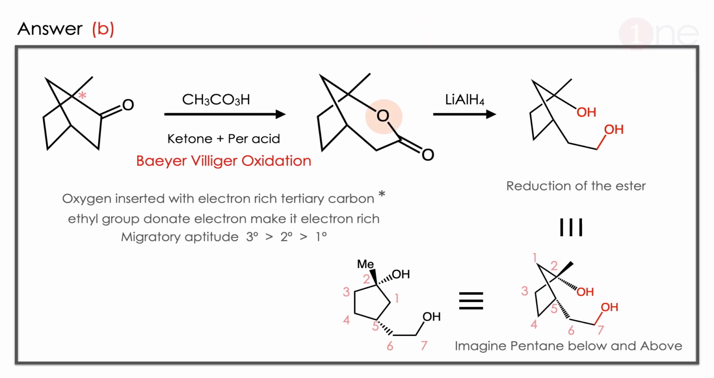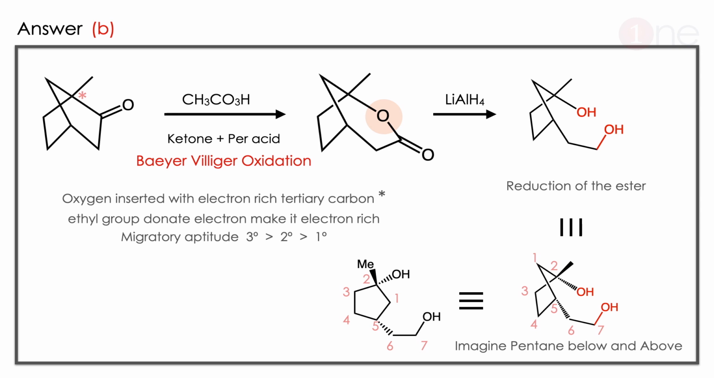The answer is B. Let us see how. The starting material is a ketone and we are using peracid. Ketone and peracid need a Baeyer-Villiger oxidation. But there are 2 possibilities for which group will migrate. In Baeyer-Villiger oxidation, the electron-rich group will migrate. Hence, the star group will migrate. So, the star carbon migrates. So, oxygen is inserted between the star carbon and the carbonyl carbon. So, the 6-membered ring becomes 7-membered.